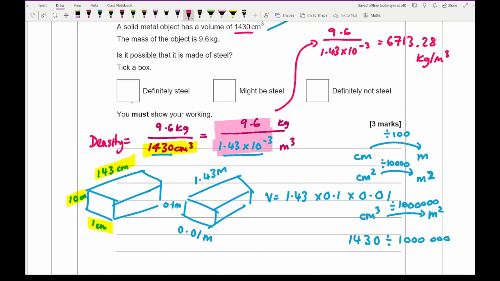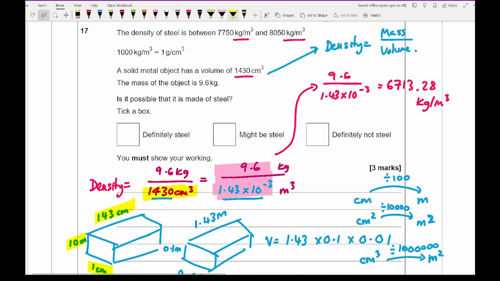So then what I've got to do is compare this number to this range, and as you can see it's definitely outside of that range, so the box I need to tick is that it's definitely not steel, and the reason for it is because 6713 is less than the lower limit of 7,750.